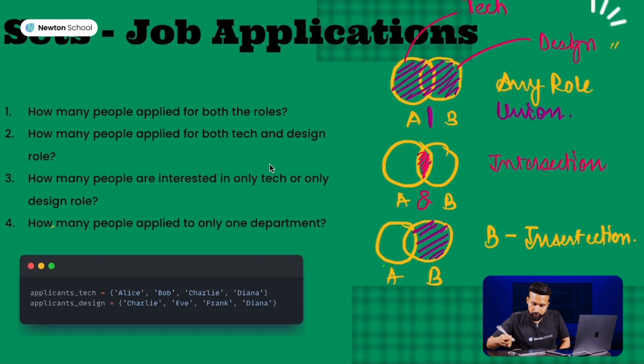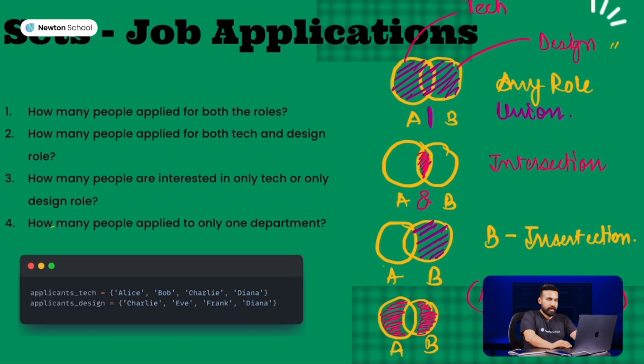Let's try to maybe visualize this. Okay, so I have said A representing tech, B representing design. Now this time I'm looking for people who have either applied for tech only or who have applied for design only. Correct? So in this case, I can take a union of both and subtract the intersection. Right? Let's give it a try.